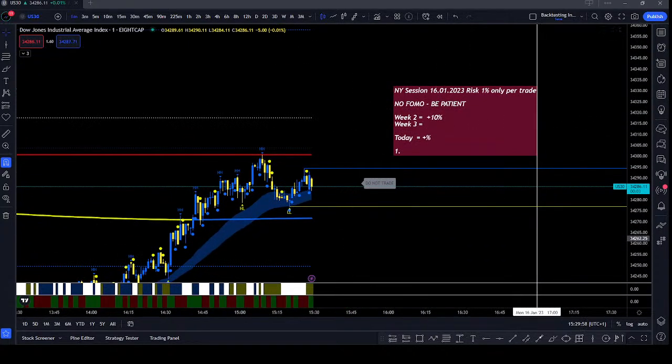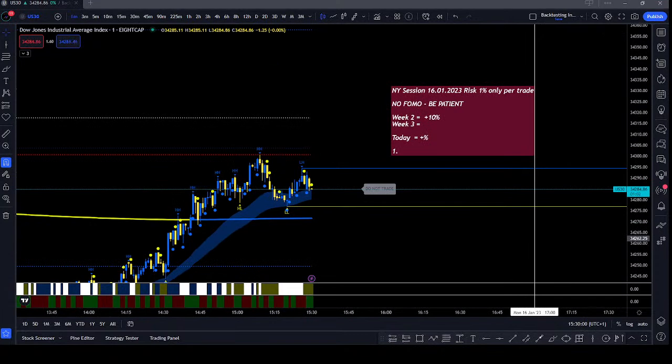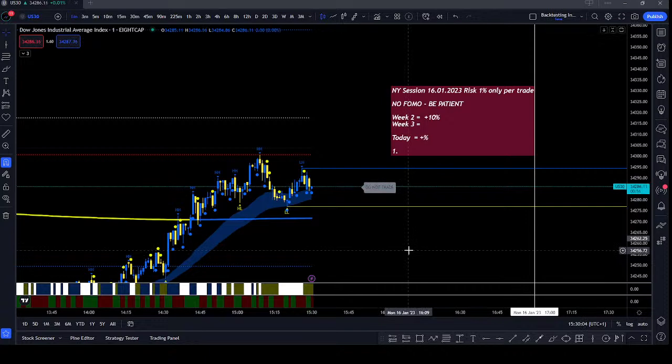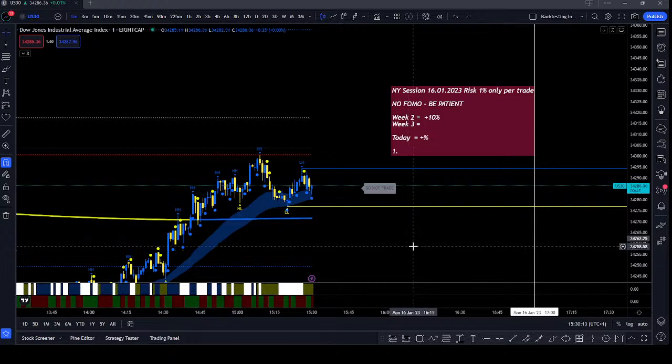So let's see where it's gonna go. I will notify as soon as I enter a trade. I will notify here as well.